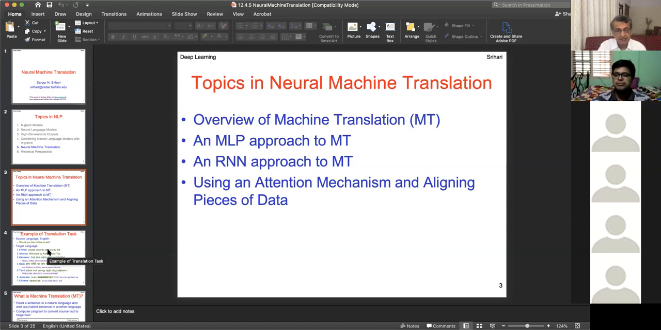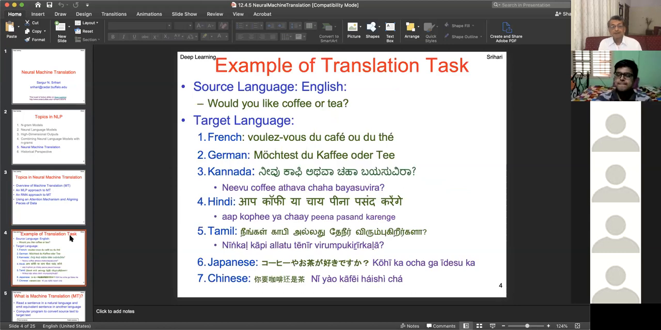Okay, so let's begin with an overview of machine translation. So what is machine translation? All right, here is an example of machine translation. Let's say we have the source language. We use some terminology here. We call it a source language and a target language. Our source language, let's say, is English. And we have here a question that we would like to translate into a target language. The question we have is, would you like coffee or tea?